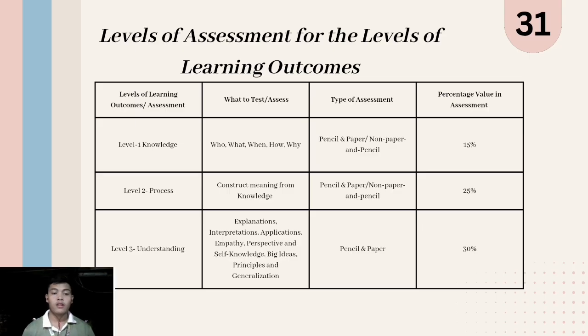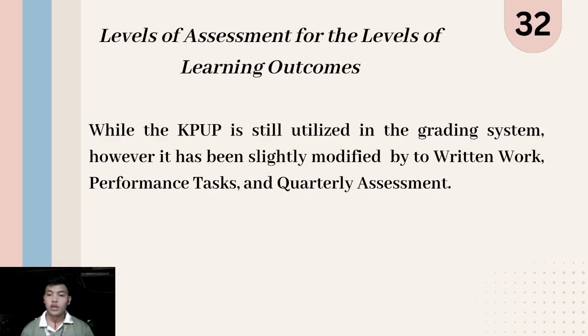For the third level, which is understanding, the test and assessment that we can do are explanations, interpretations, applications, empathy, perspective, and self-knowledge, big ideas, principles, and generalization. And the type of assessment that we can employ in this level is pencil and paper, and its percentage value in assessment is 30%.